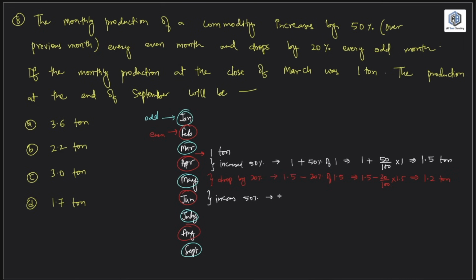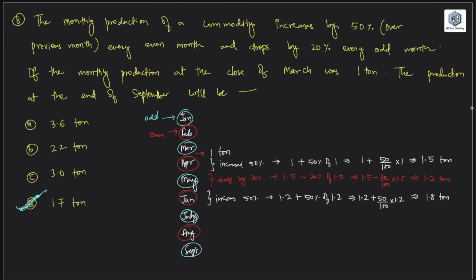Again, the next month it is going to increase, a 50% increase, that is going to make it 1.2 ton plus 50% of 1.2. So this will be 1.2 plus 50 upon 100 into 1.2. Okay, so 0.5 into 1.2 plus 1.2, that becomes 1.8 ton, and so on, like that. You only have to do it for the other steps also. You can start calculating it. At the end you will end up getting 1.7 tons. Okay, that will be the answer for this.